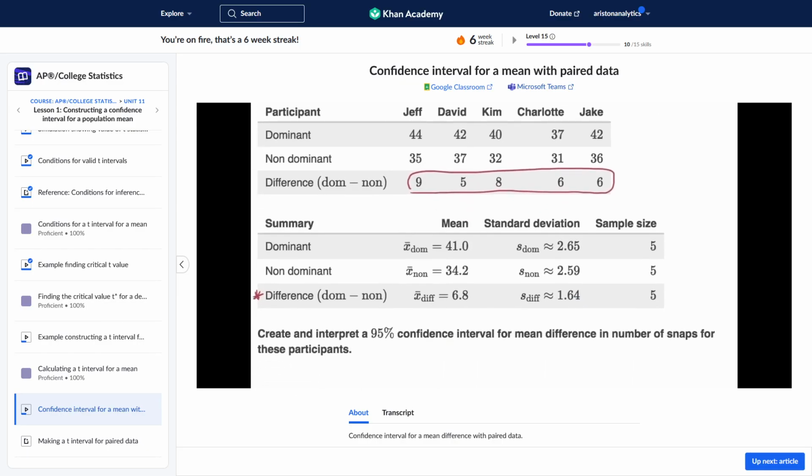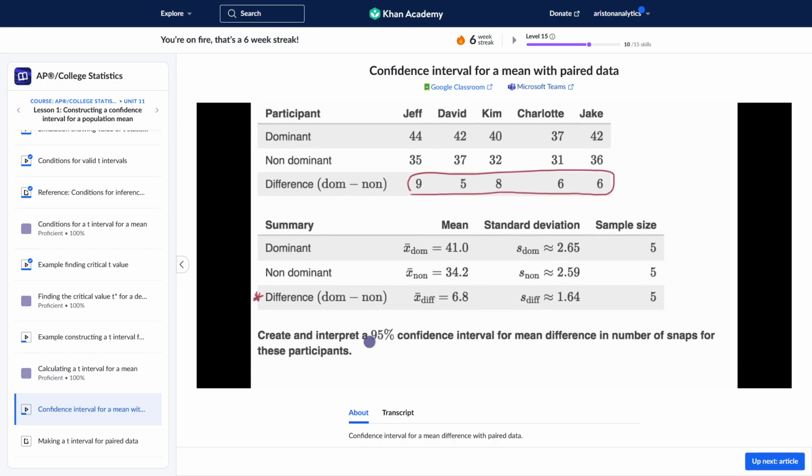And then we are asked, create and interpret a 95% confidence interval for mean difference in number of snaps for these participants. So pause this video, see if you can make some headway here. See if you can think about how to approach.